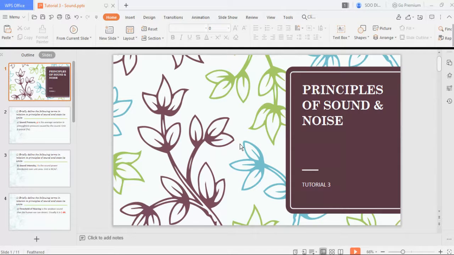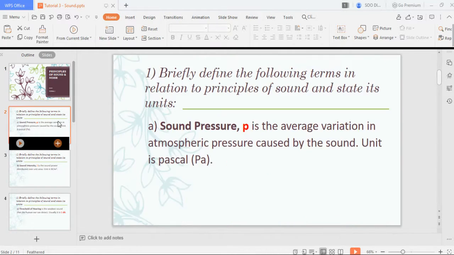Okay, hi guys. So this is your tutorial 3 for the principle of sound and noise. There's only two questions here and it's all theory, so let's get on with it.